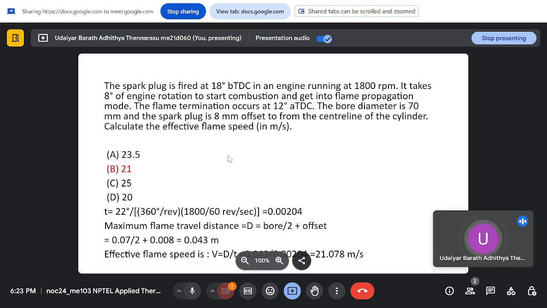So it's a very simple problem. We first found out how much time it takes for the combustion to happen, so the flame to propagate. That we have found to be 22 degrees. Then we found out how much time it takes for a 360 degree revolution. Then we divided to find out how much it takes for 22 degrees. Then we found out the maximum distance the flame has to travel, and then using these two we have found out the flame velocity or flame speed.